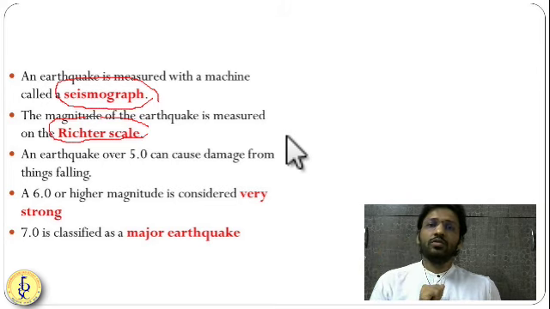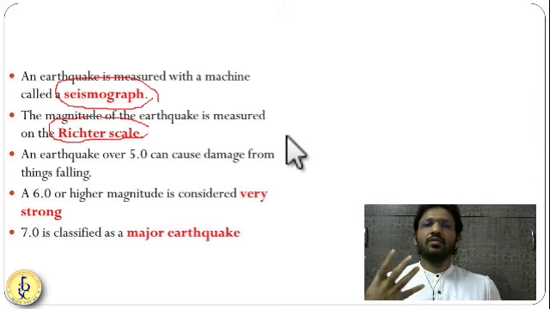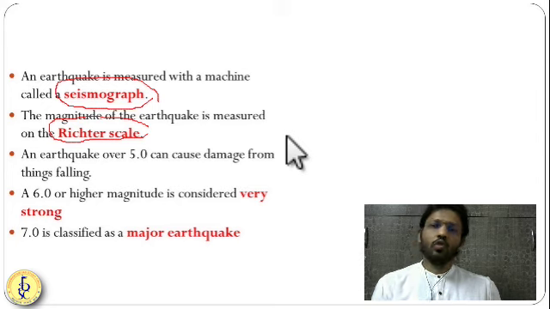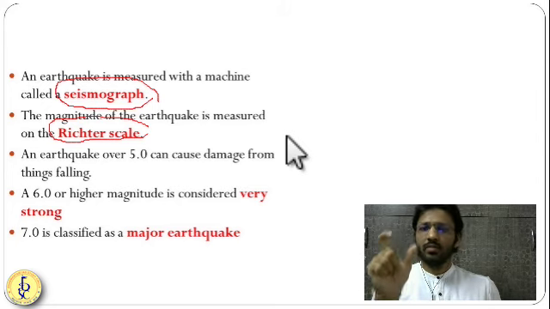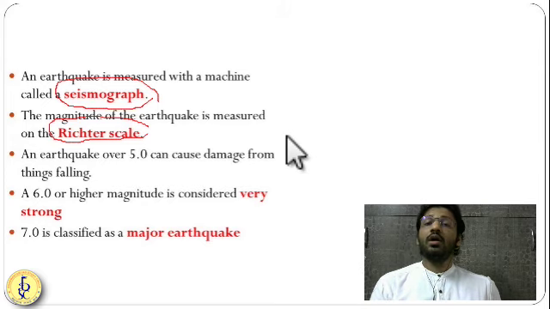Like while reading the news, the news reader will tell you a major earthquake had struck Nepal. Or a very strong earthquake had struck Delhi NCR region recently last night. So they are not using the words loosely. They have certain meanings. What is meant by a very strong earthquake? If the earthquake is more than 6 on the Richter scale, you can call it a very strong earthquake. If the earthquake is more than 7 on the Richter scale, then it is a major earthquake.